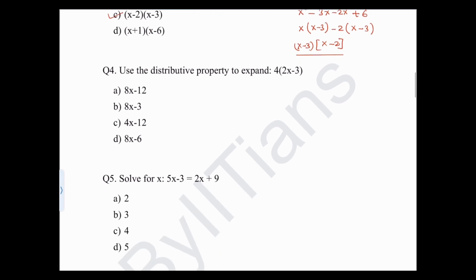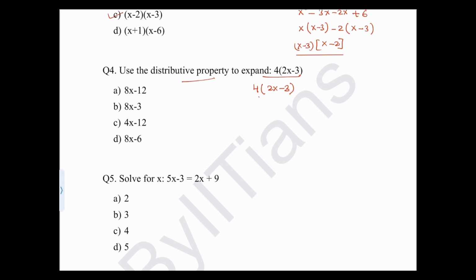Now, let's go ahead to question number 4. Use the distributive property to expand this. Easy question, right? We just have to do a simple multiplication where we have to expand this term, 4 multiplied with 2x minus 3. Now, what's the distributive property? You basically have to distribute this 4 over these two terms. It's called the distributive property.